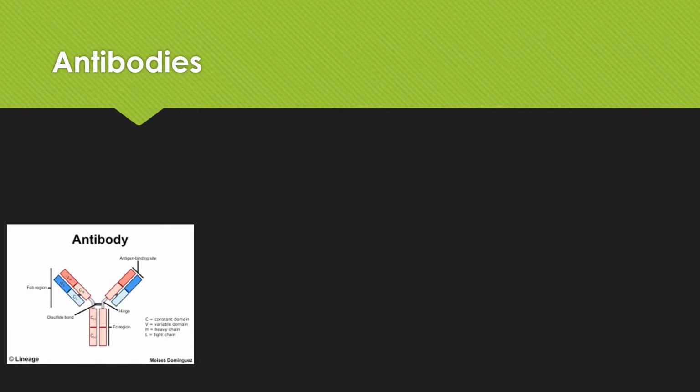Antibodies. This is the structure of an antibody. You have where the antigen would join, which is the binding site. So it would join here. Then you have the variable region, which is here. These will be different shapes depending on the antigen that is going to bind. Now you have the hinge region, which is this.